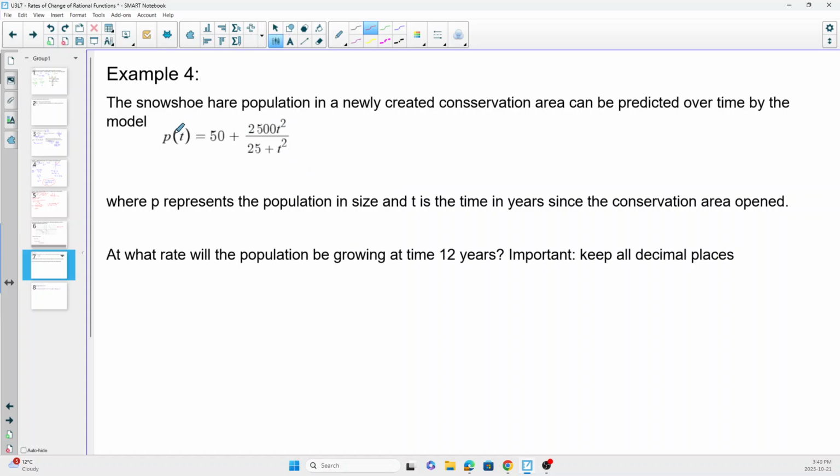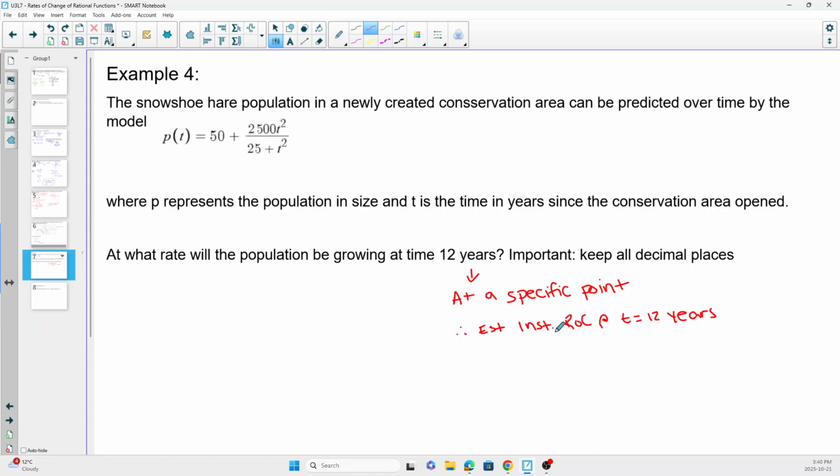Now, because we are given the function and we are being asked at an exact point, at a specific point, we are going to be calculating, therefore, we need to find the estimated instantaneous rate of change at t equals 12 years.